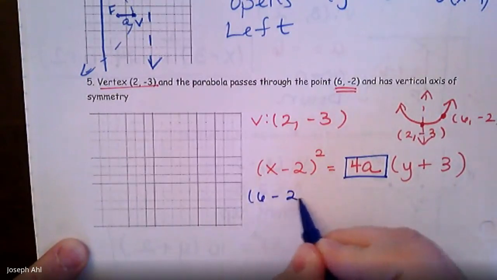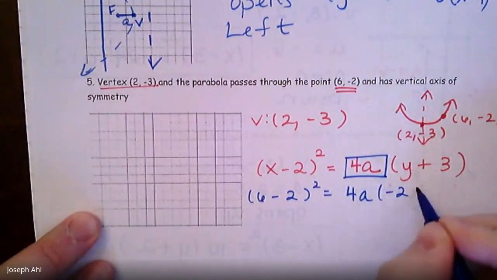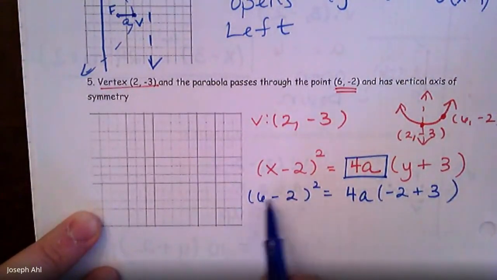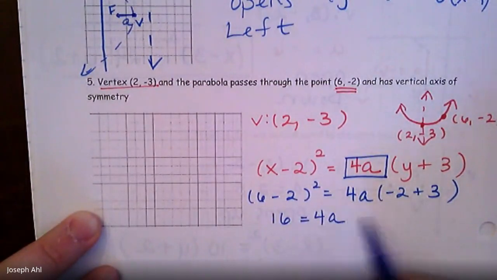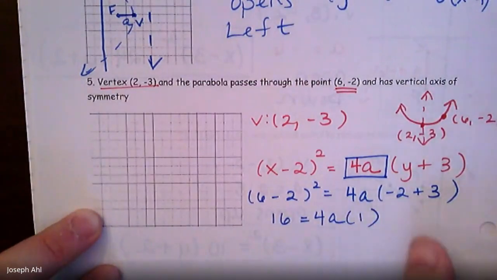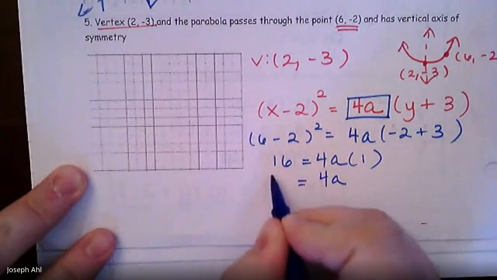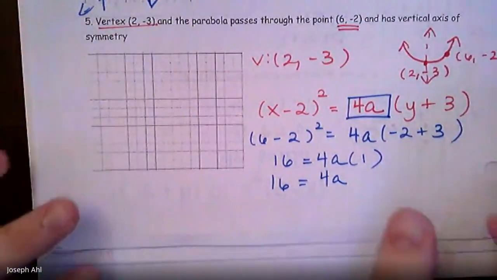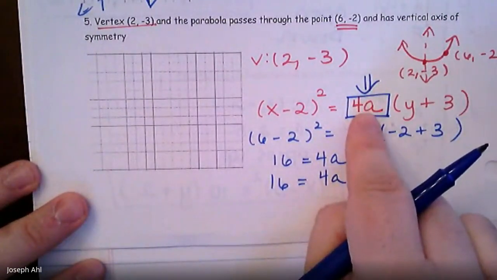So plug in 6 for x, plug in -2 for y. And if I solve this, 6 minus 2 is 4, and 4 squared is 16. Negative 2 plus 3 is actually positive 1. So in this question, you're going to get that 4a is equal to 16. I realize that that tells you that a equals 4. No problem there. But remember, what you're replacing in the equation is 4a.